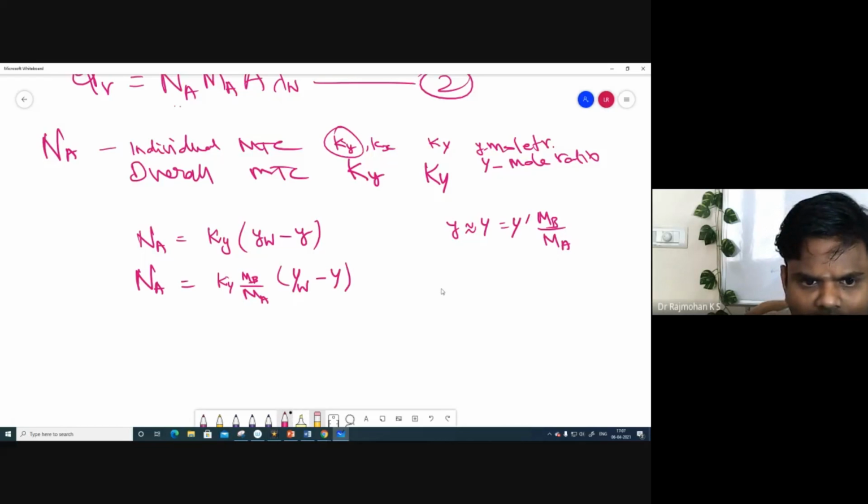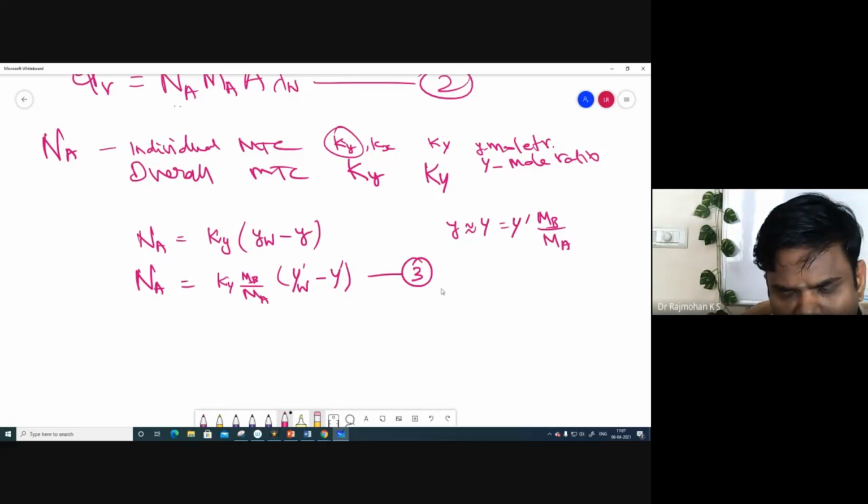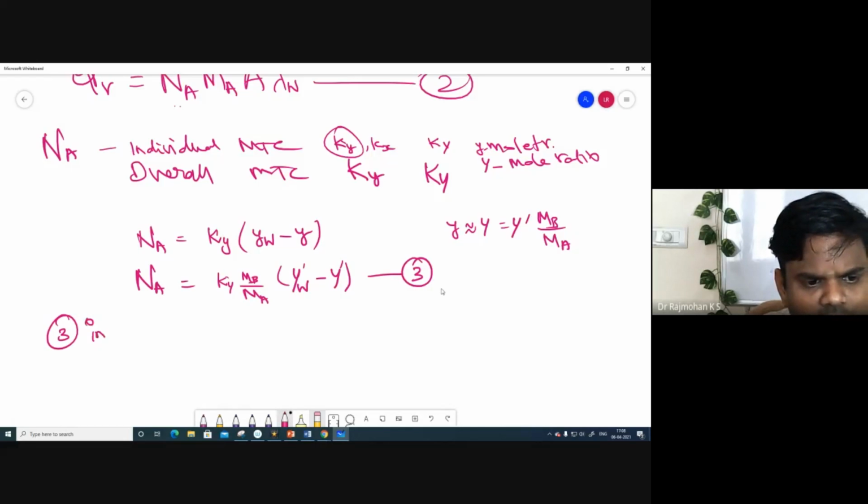yw dash minus y dash. Let it be equation number 3. I repeat, we are replacing this driving force in terms of mole ratios. For that we are multiplying and dividing by the molecular weights to get the corresponding unit difference. Now Na is there, so we can substitute this value. So we can substitute 3 in 2.